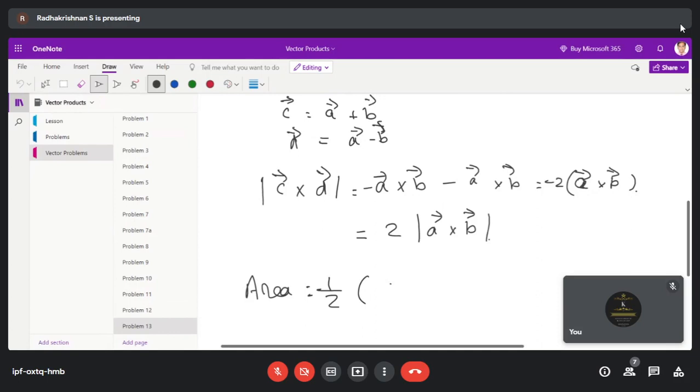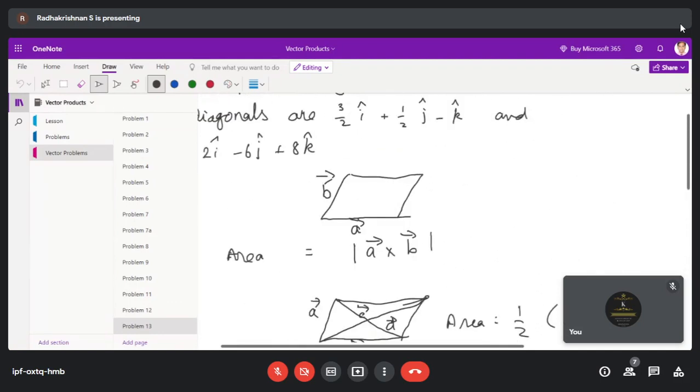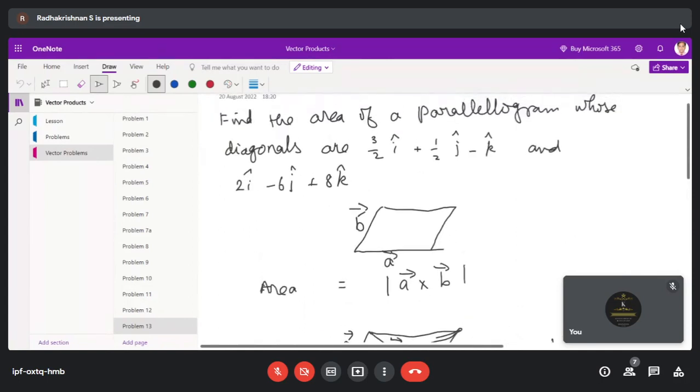So I leave it to you. I think you can all do it, right? Half into the two vectors given here. You have to do the cross multiplication. So you put i, j, k, 3 by 2, half, minus 1, 2, minus 6 and 8 and do the calculation and you will get the answer.